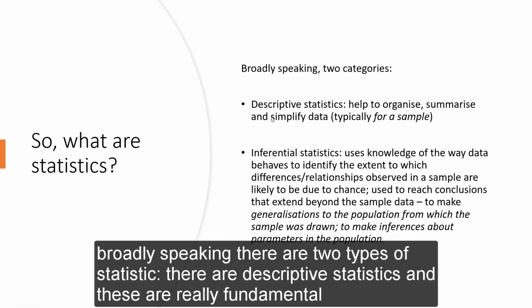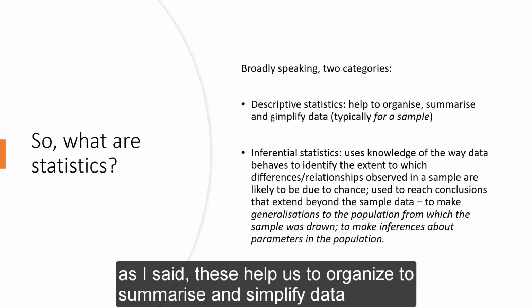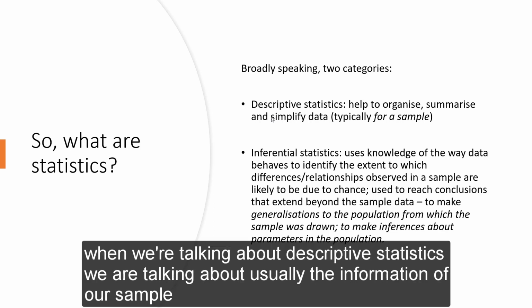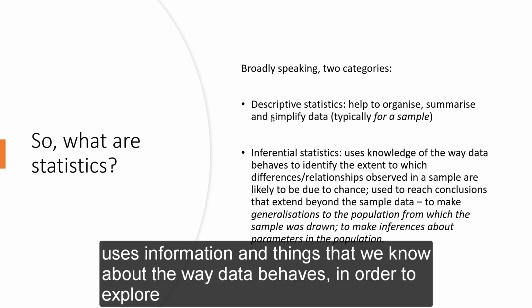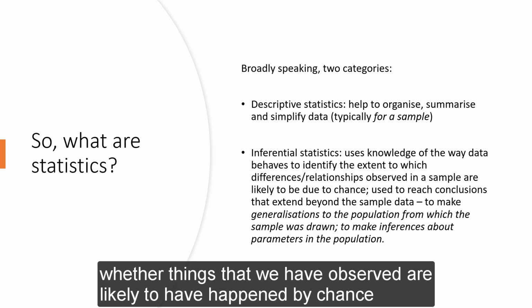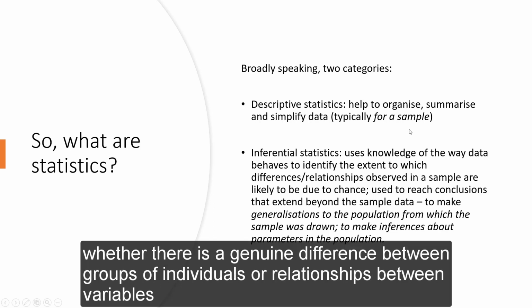Broadly speaking, there are 2 types of statistic. There are descriptive statistics, and these are really fundamental. They help us to, as I said, organize, to summarize and simplify data. When we're talking about descriptive statistics, we're talking about usually the information of our sample. Whereas inferential statistics uses information, things that we know about the way data behaves, in order to explore whether things that we've observed are likely to have happened by chance, or if there's a genuine difference between groups of individuals or relationships between variables.